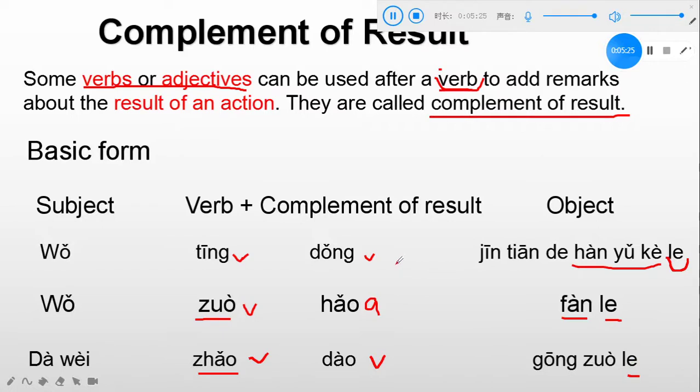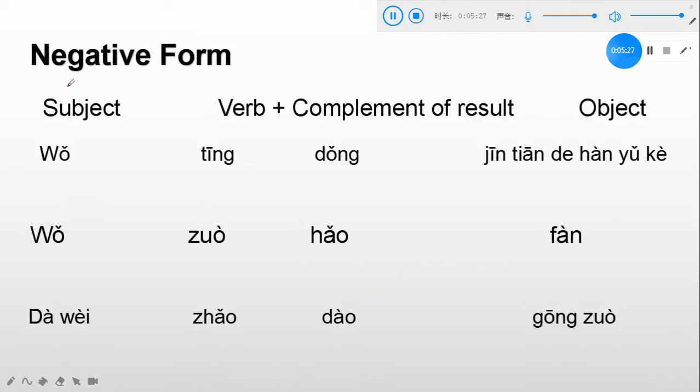Now we can move to the next form, which is the negative form. Okay? The same sentence structure, same examples. Alright, now let's take a look at the negative form. We just add one more word before the first verb. Okay? 没有 before the first verb. And the rest of the things don't change. Okay?